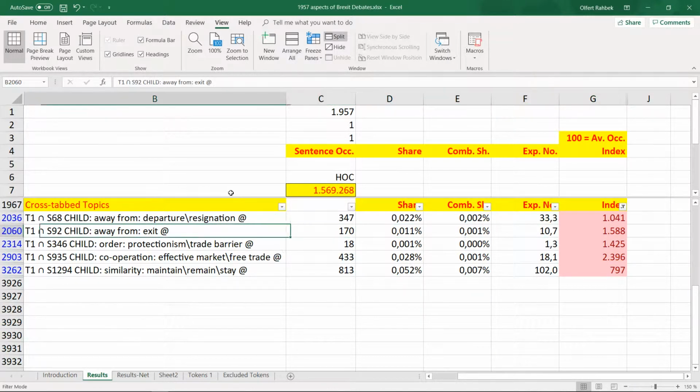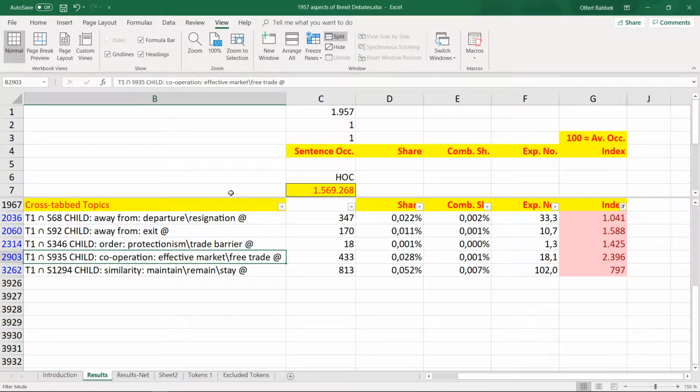We looked at exit, and inside that one we have Brexit before. We would generally have expected 10.7 occurrences of that. We didn't get that. We got 170. That is index 1600. Or discussions about protectionism, trade barriers. We had 18 of those. We actually would only have expected about 1 or 2 references to that. That is also a very high over frequency, although I should remember to warn myself here that actually 18 is a very small number, but still the index makes us look more closely at this one.